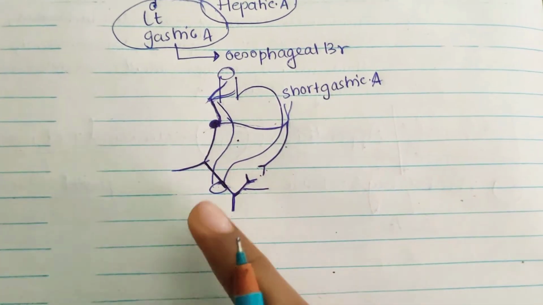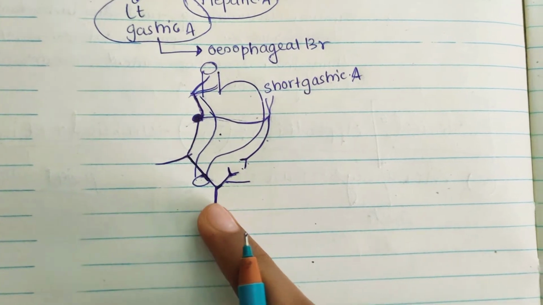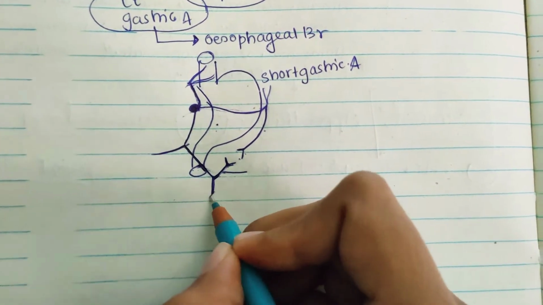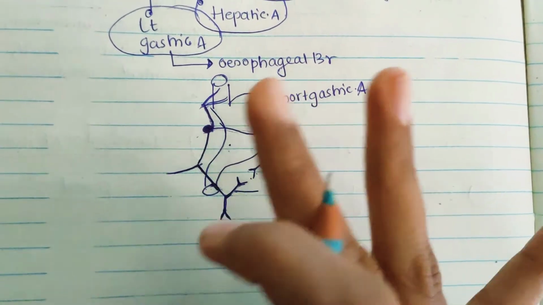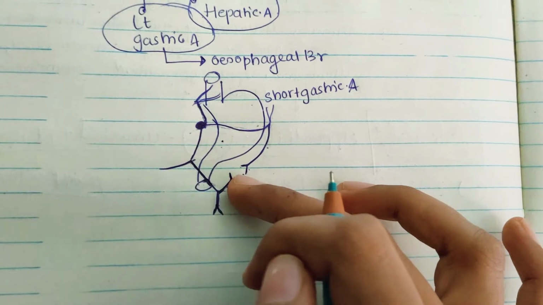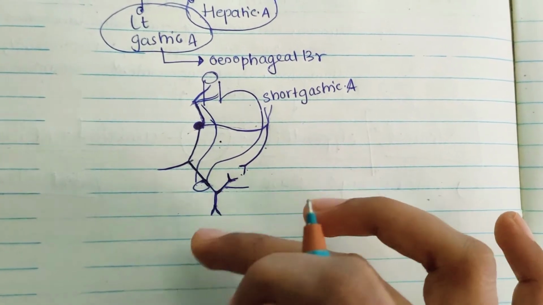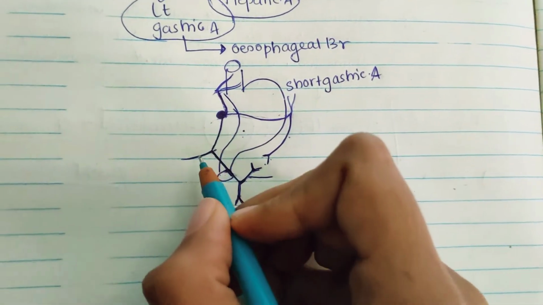pancreatic. Other one is, this one is superior pancreatico-duodenal artery. Okay, so I'll mention them later, don't worry. First we'll draw the diagram. Okay, now the common hepatic artery is divided into gastroduodenal artery. It is in turn divided into right gastroepiploic artery and superior pancreatico-duodenal artery. Done. Now we'll go to this side.